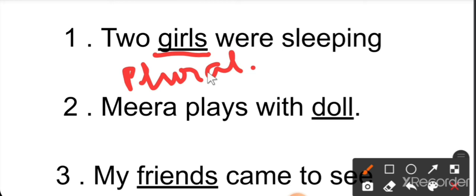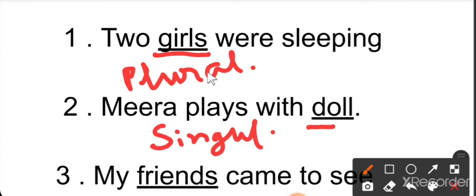Similarly, next is, Meera plays with doll. Meera is a girl who plays with doll. Here the underlined word is doll. So you tell me, is doll a singular word or a plural word? It is a singular word because it is one only. So we will write singular over here. Right. Let's see the next word.